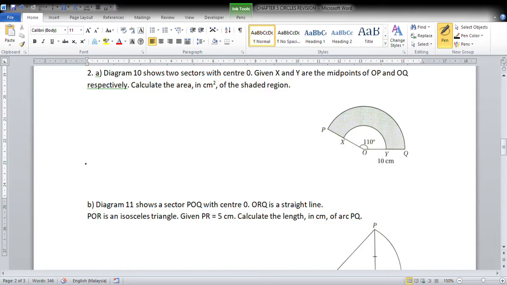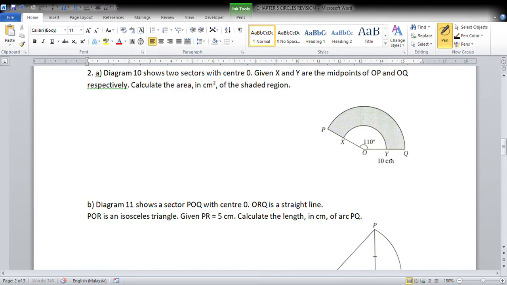Hello class, so we continue with question number 2. Diagram 10 shows two sectors with center O, given X and Y are midpoints of the lines OP and OQ respectively. The question asks you to calculate the area in centimeter square of the shaded region. Area of the shaded region means for this given part.